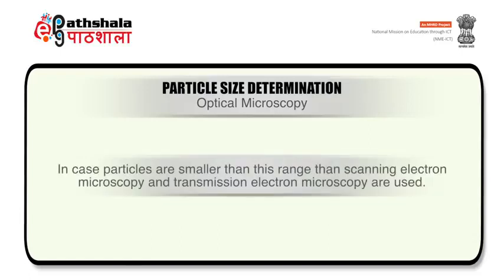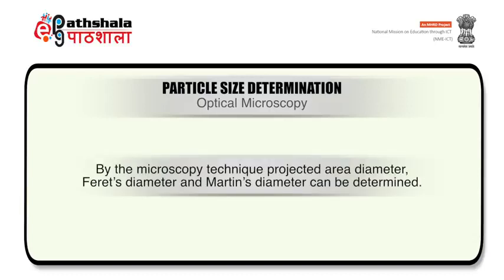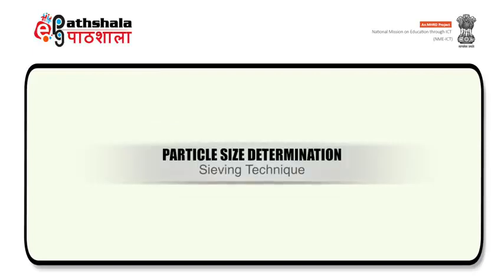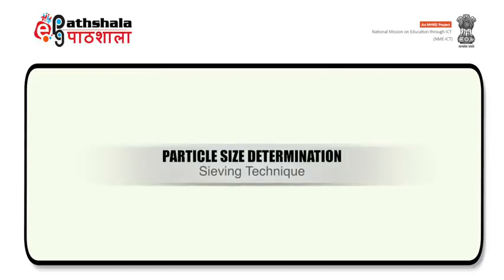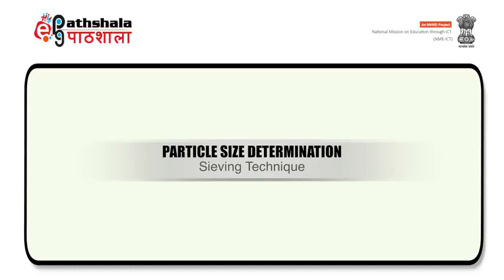In case particles are smaller than this range, then electron microscopy techniques such as scanning electron microscope or transmission electron microscope are used. By the microscopy techniques, projected area diameter, Feret's diameter and Martin's diameter can be determined.